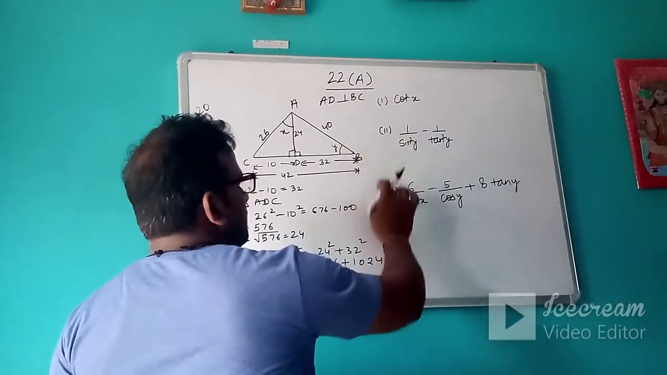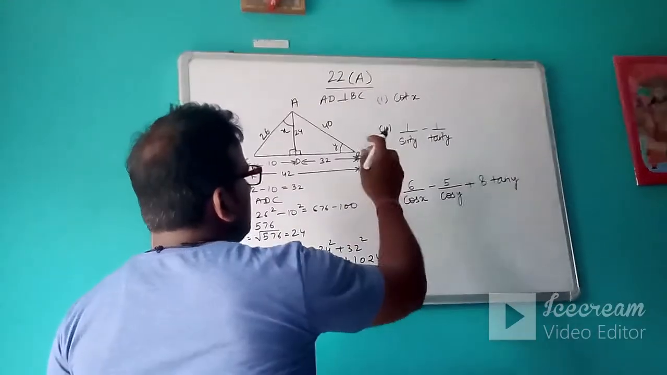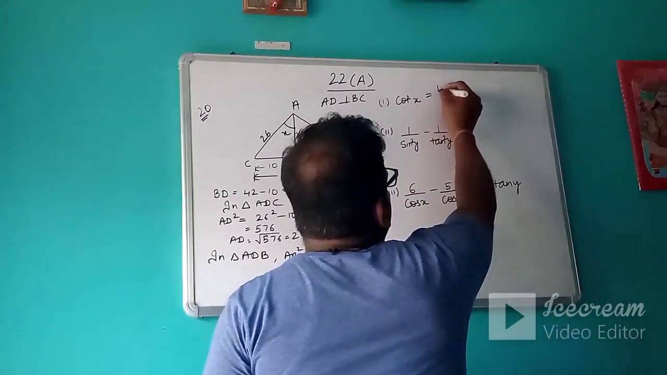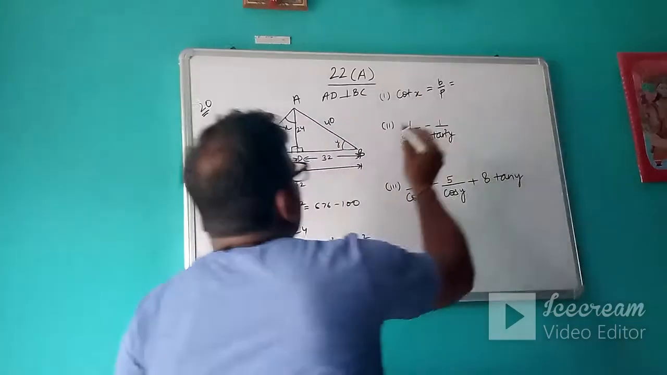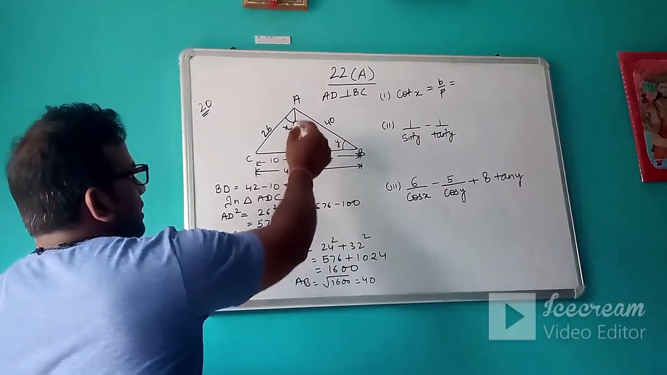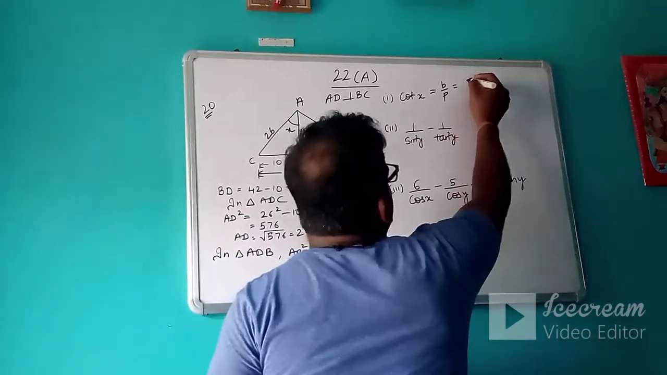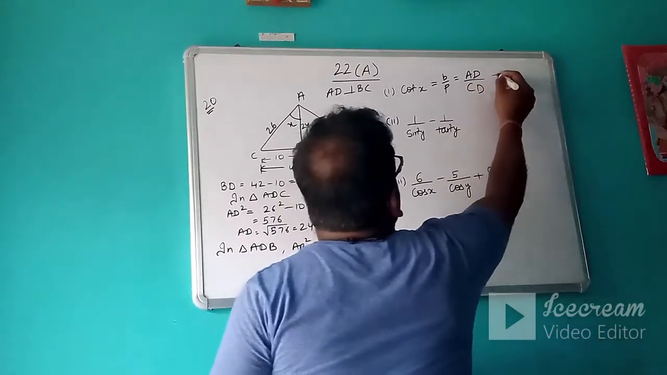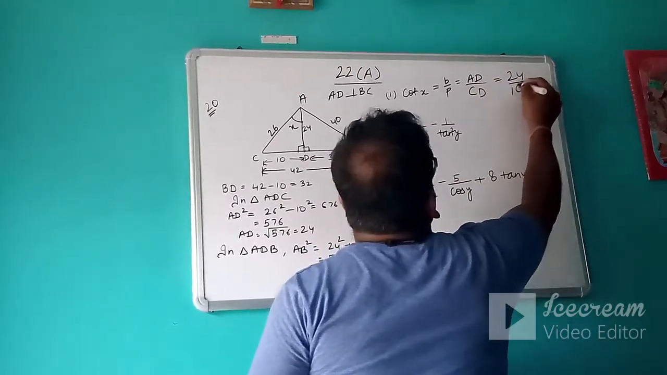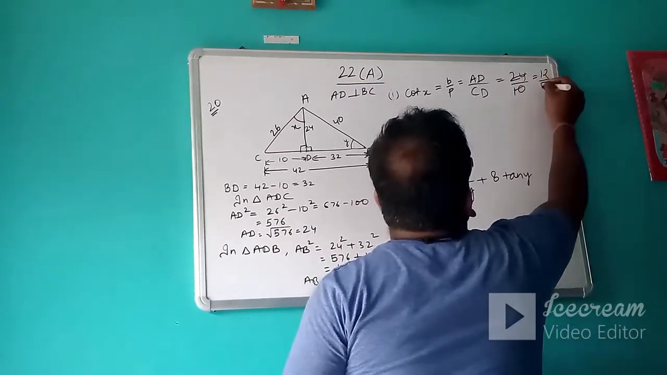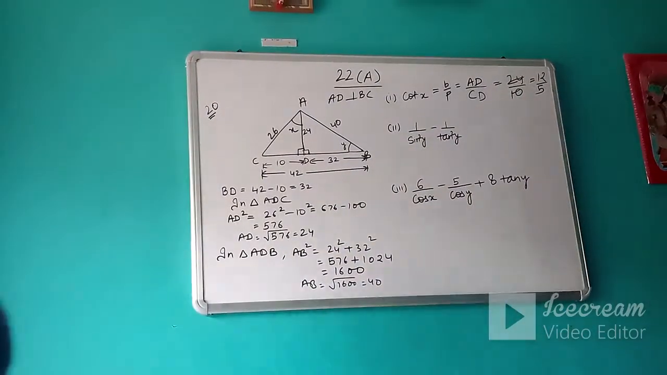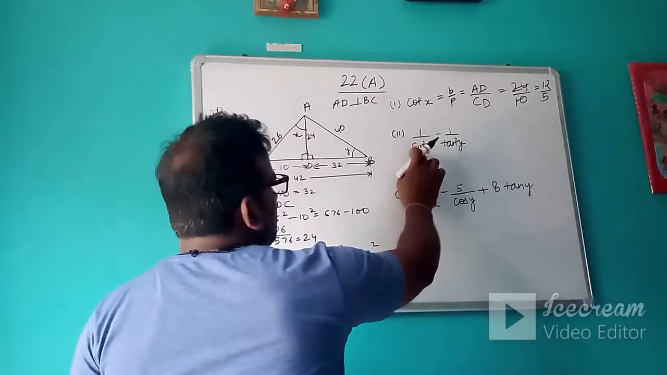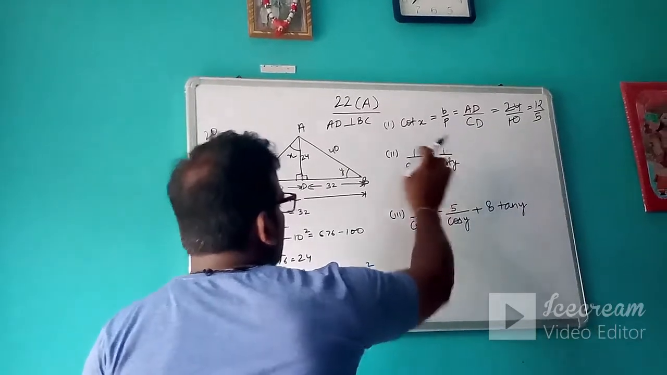So with the help of this, now we will calculate the values of the required expressions. So first what is asked is cot of x. So if you remember what was cot, it was B upon P, and for this x, your base will be AD and your P will be CD. That is 24 upon 10, or you can write 12 upon 5. Then in the second expression, what is asked? Value of sin y and value of tan y.